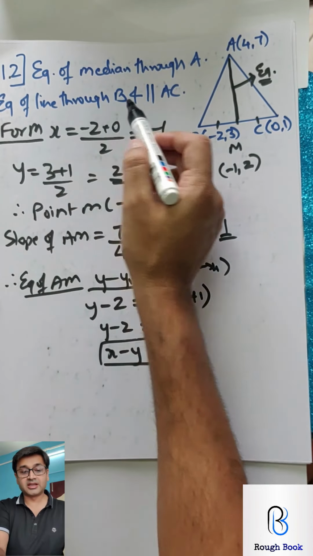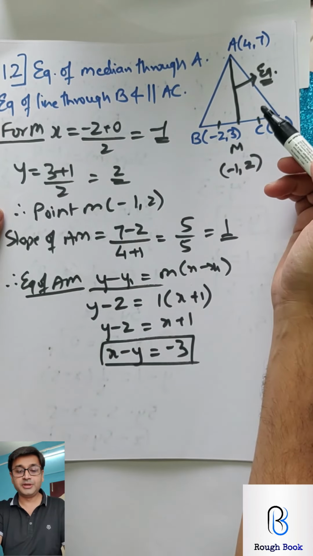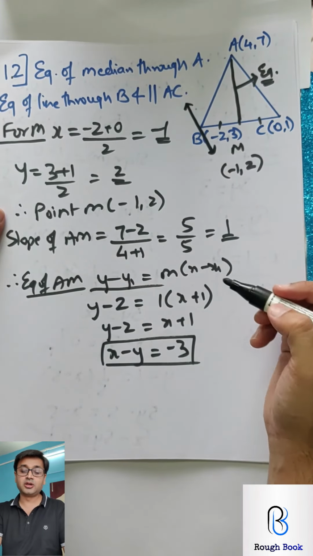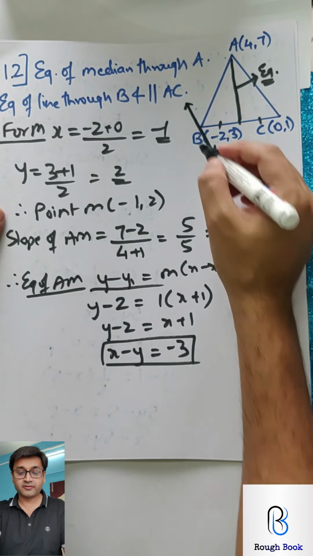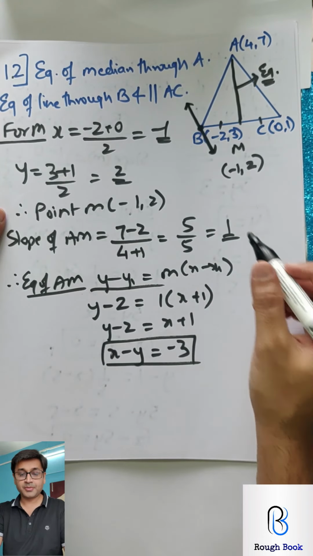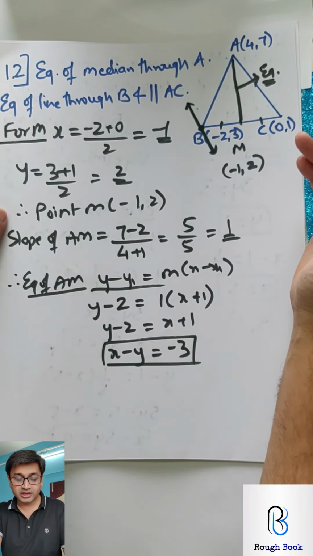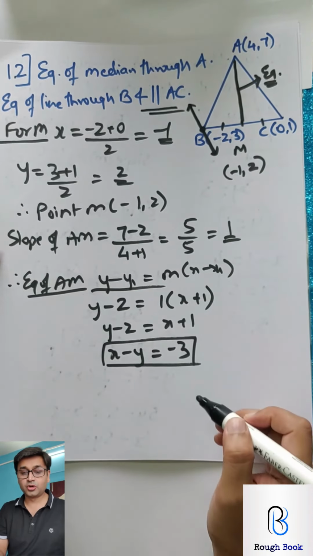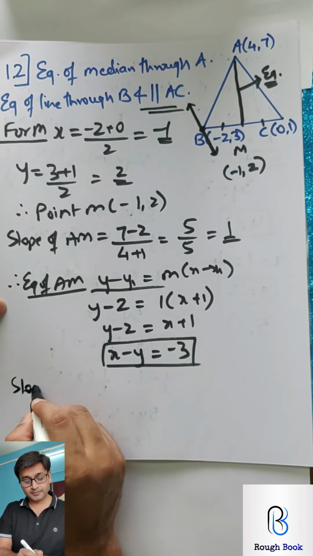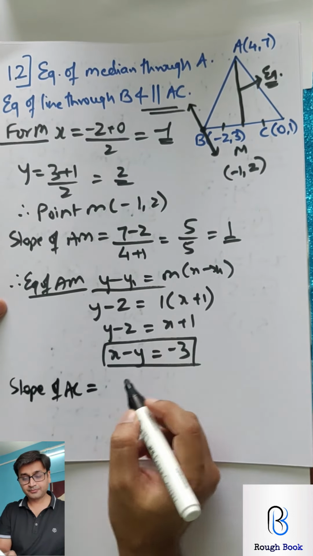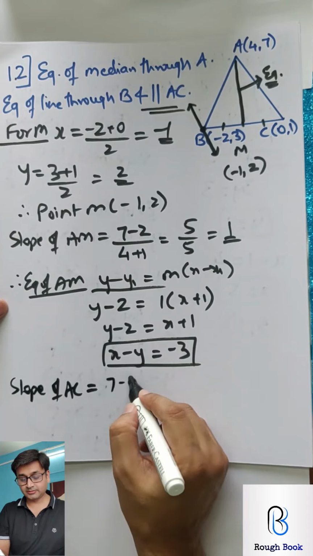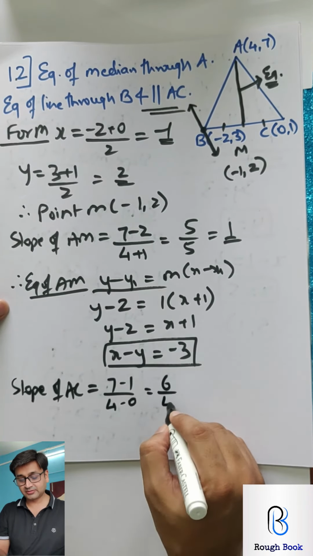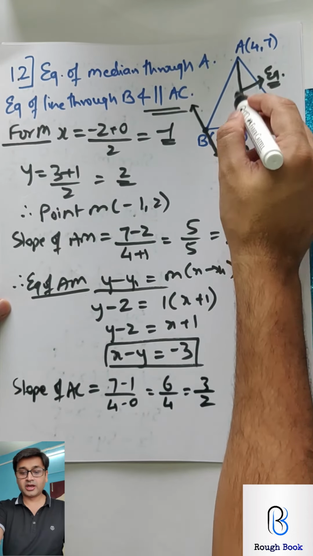Now we are trying to get the second one. Equation of line through B parallel to AC. So through B is this line which is parallel to AC. How will I get the equation of this? I already know one point, B. If I get the slope, I am sorted. How to get the slope? Parallel to AC means the slopes are equal. So let's find the slope of AC first. Slope of AC will be 7 minus 1 upon 4 minus 0. So 7 minus 1, 6 by 4, 3 by 2. So I got the slope.